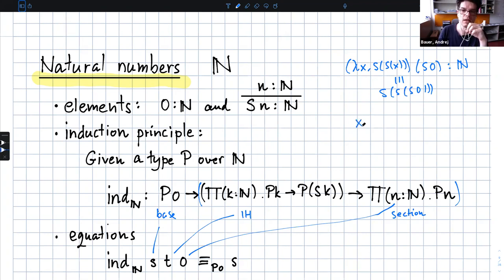But strictly speaking, this is a syntactic form which is not exactly s of zero. And also importantly, I might be in a funny context, like for instance, in a context that contains the empty type, which we will see shortly.